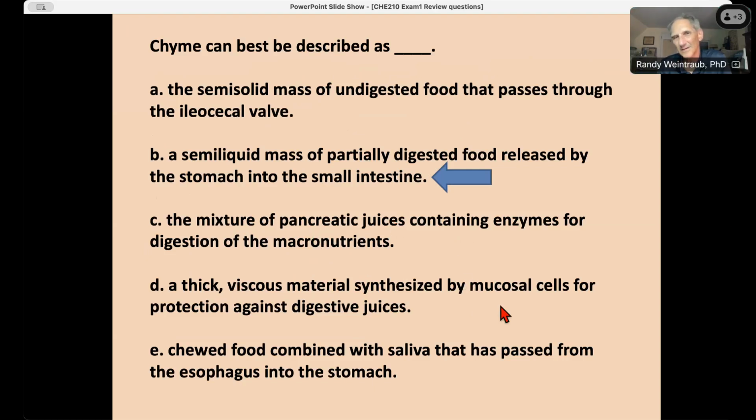The others are missing something or just not going to have undigested food passing all the way down into here, the later part of the small intestine. Pancreatic juices, this is the pancreas, that's in the small intestine already, that's where you get the pancreatic juices. Okay.